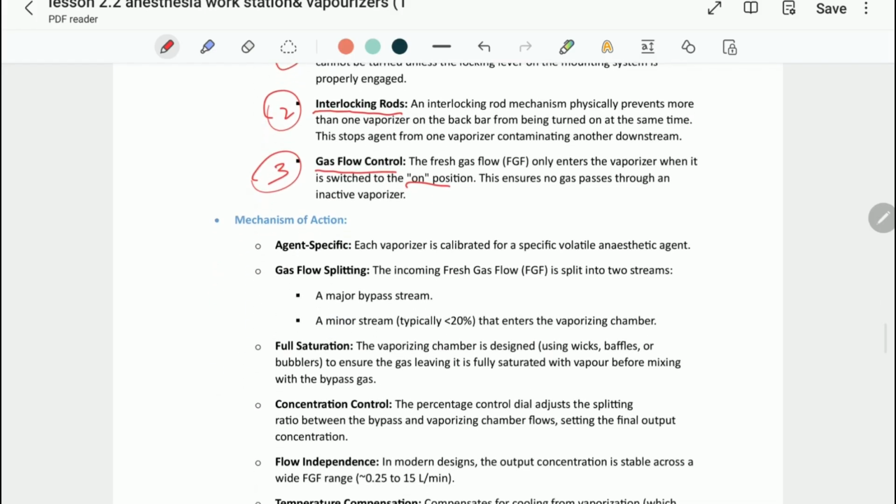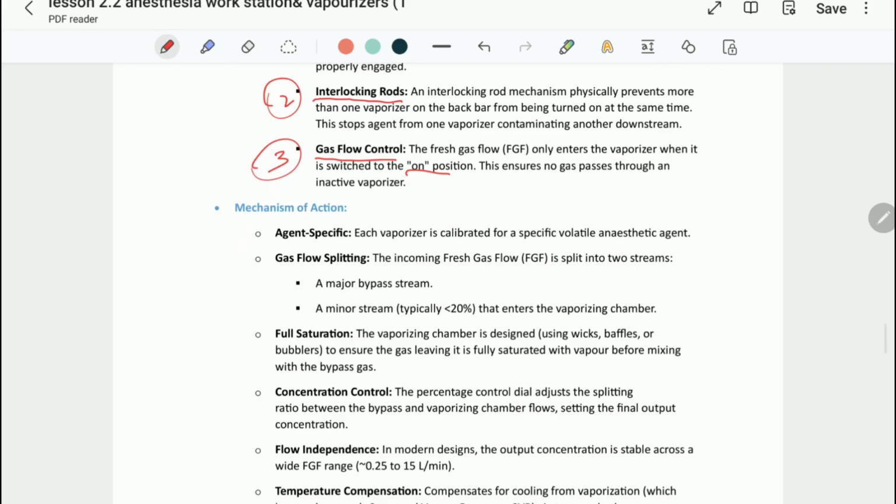Now what is its mechanism of action? All the plenum vaporizers are agent specific. Each vaporizer is calibrated for a specific volatile anesthetic agent. You cannot interchange the volatile agent. And all have gas flow splitting. The incoming fresh gas flow is split into two streams: a major bypass stream and a minor stream, typically less than 20%, that enters the vaporizing chamber. The vaporizing chamber is designed using wicks, baffles or bubblers to ensure that the gas leaving it is fully saturated with the vapor before mixing with the bypass gas.